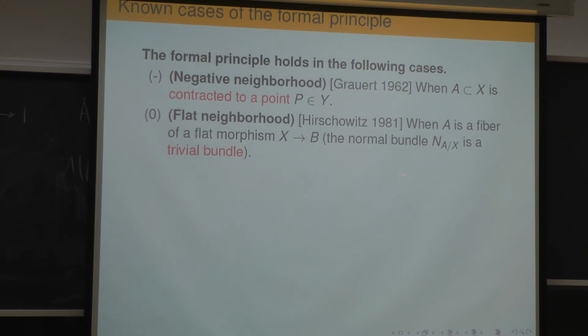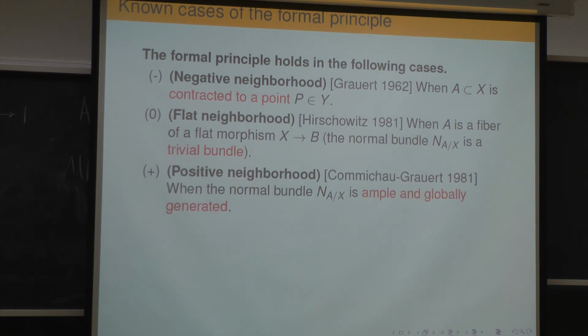And then there's the case of a flat neighborhood. This is Hirschowitz. When A is a fiber of a flat, so smooth, morphism, in particular the normal bundle is trivial, in this case Hirschowitz showed that the formal principle holds. And then there's the positive neighborhood case. That's Commichau and Grauert. They proved that if the normal bundle is ample and globally generated, then the formal principle holds.